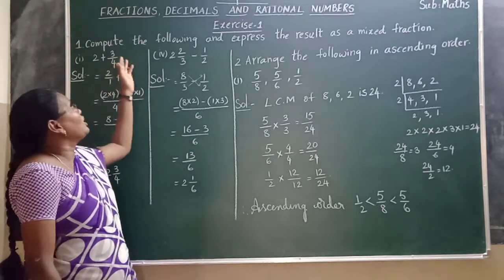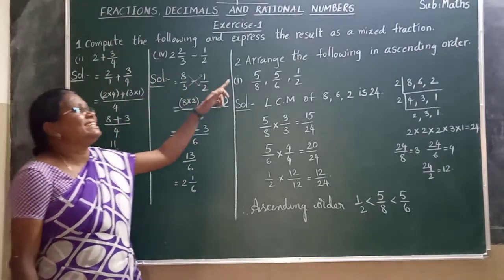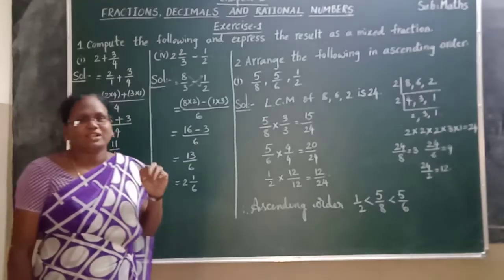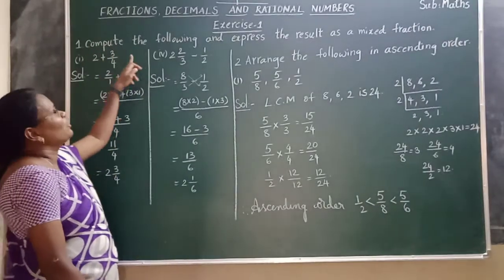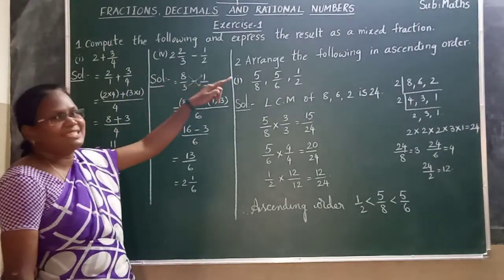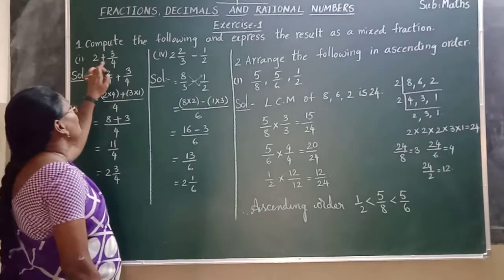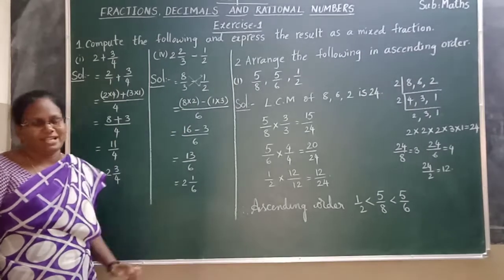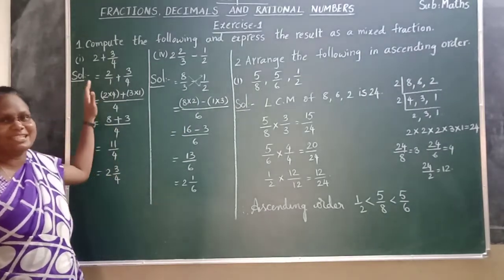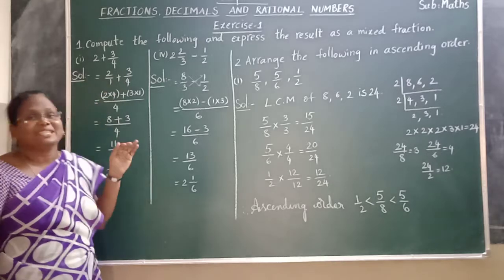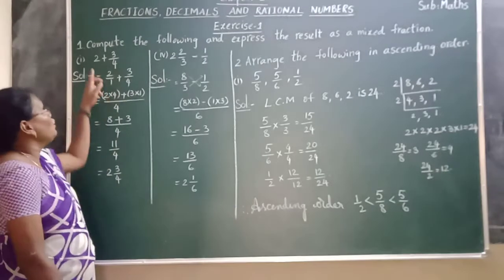Here, compute the following and express the result as a mixed fraction. First exercise, compute the following and express the result as a mixed fraction. 2 plus 3 by 4. We have to find this addition, and this is expressed as a mixed fraction. 2 plus 3 by 4.